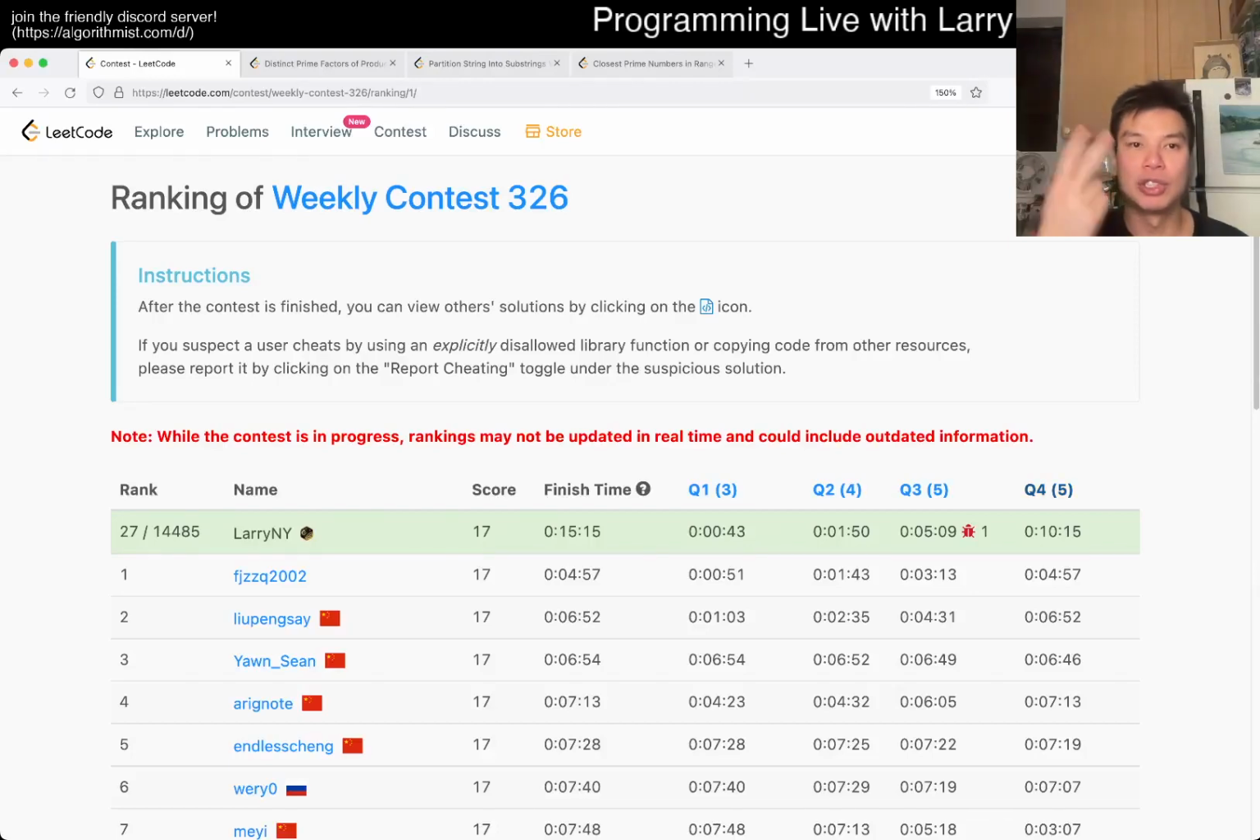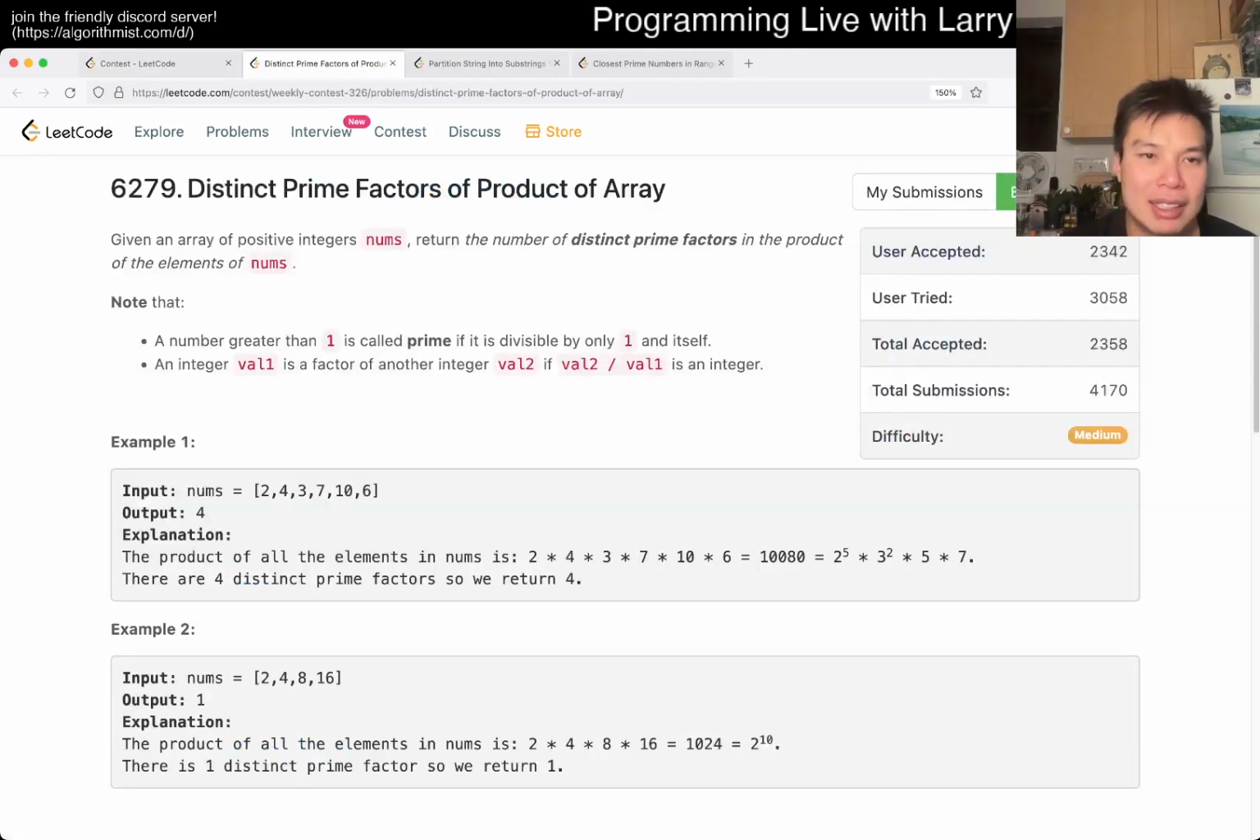This is me going with Q2 of the weekly contest 326, distinct prime factors of product of array.